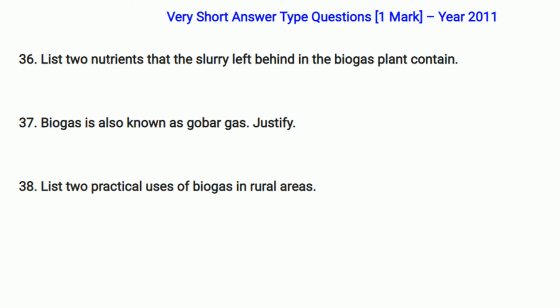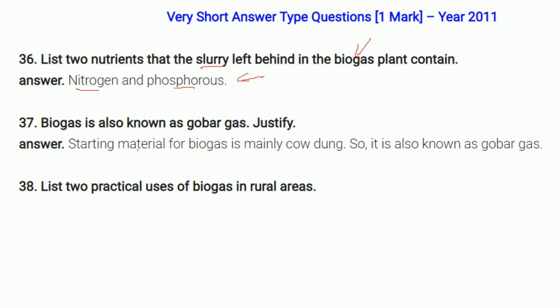List 2 nutrients that the slurry left behind in the biogas plant contain. So they contain nitrogen and phosphorus, very good, can be used as compost or manure. Biogas is also known as gobar gas. Justify. The starting material for biogas is mainly cow dung, so it is known as gobar gas.